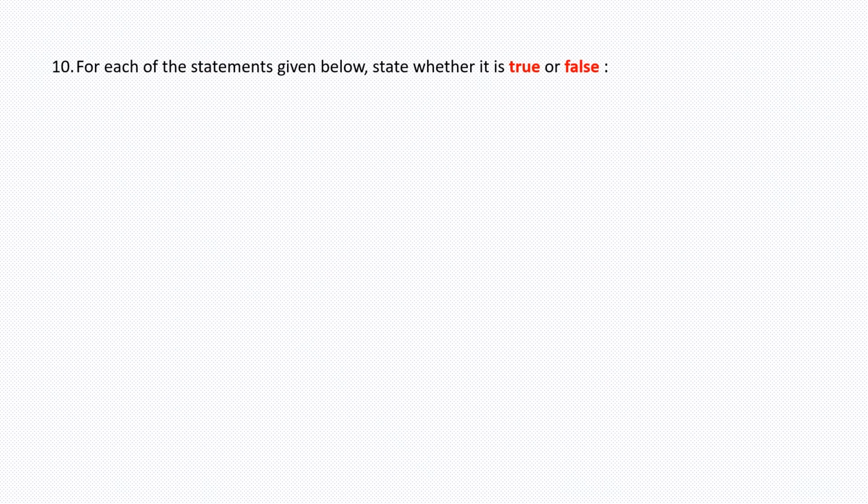Question 10. For each of the statements given below, state whether it is true or false. First statement, the smallest integer is 0. That's not true. Integers, we don't have a smallest integer because we have positive numbers going on the right side, we have negative numbers going on the left side, and zero is there in between. So we don't have a smallest integer. So this statement is false.